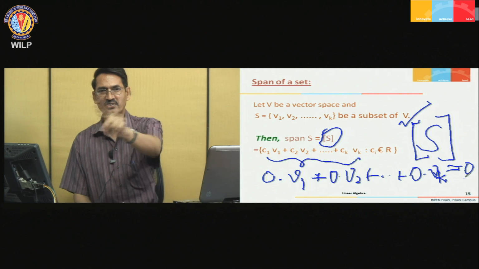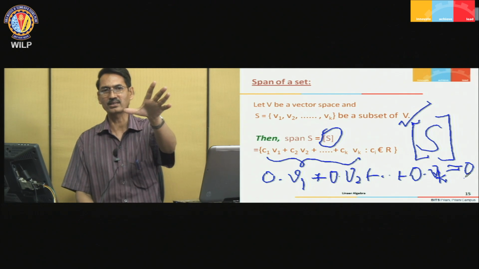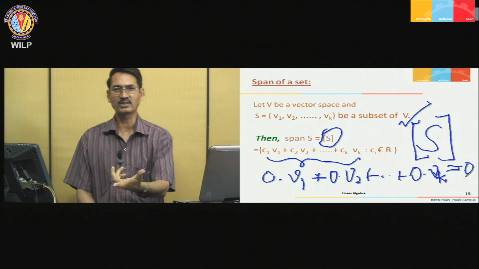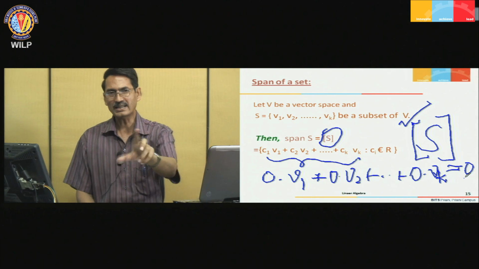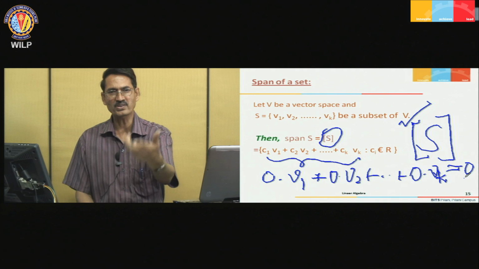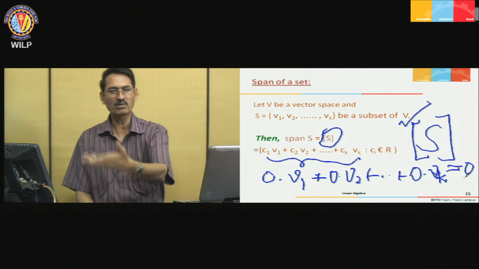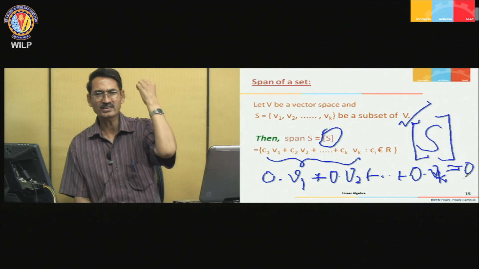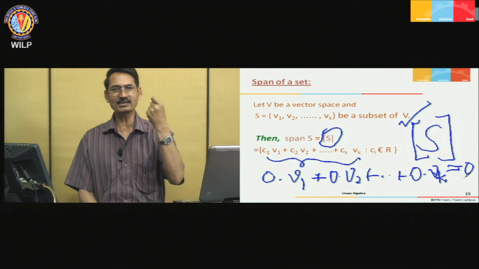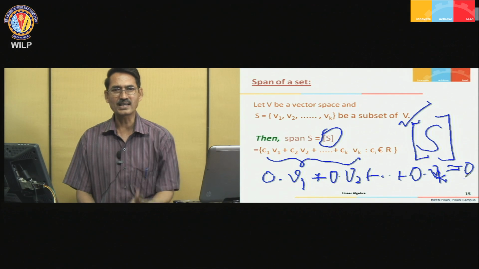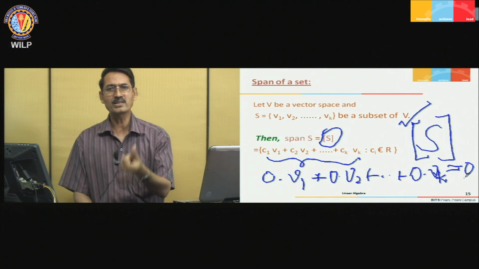Remember, S is not a subspace, S is only a non-empty set. But span of S, I am saying that it is always a subspace. Whether S is a subspace or not does not matter at all. If S is a subspace, fine, span of S will be a subspace, but even if S is not a subspace, S is simply a subset of the vector space V, then span of S is always a subspace.